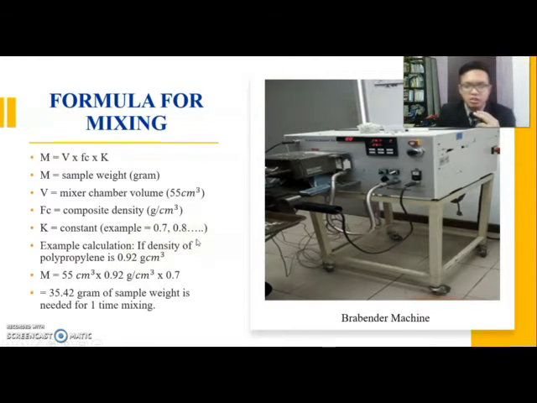For distillation it is 0.7. So an example for the calculation: using polypropylene and glass fiber, this is the most suitable material. If the density of polypropylene is 0.92, you calculate using the formula 55 cm3 times 0.92 times 0.7. The result is 35.42 grams of sample weight needed for one-time mixing.